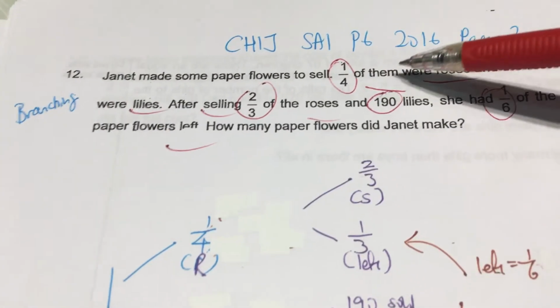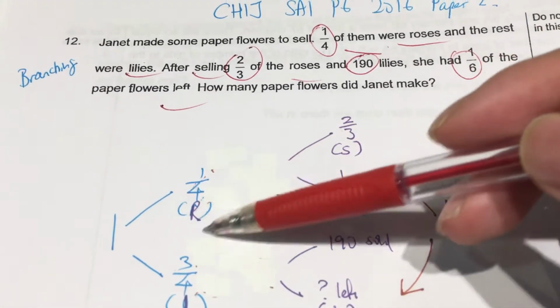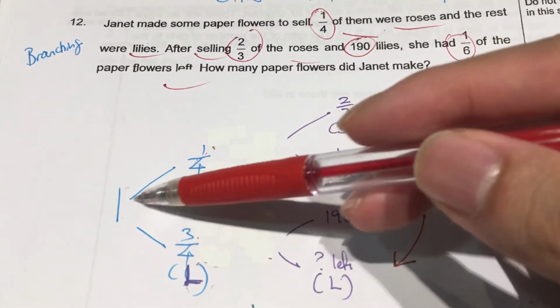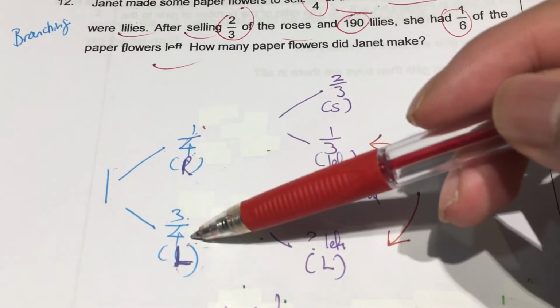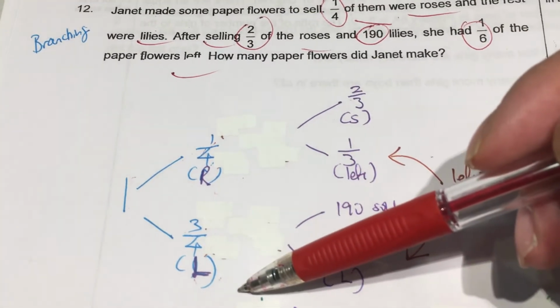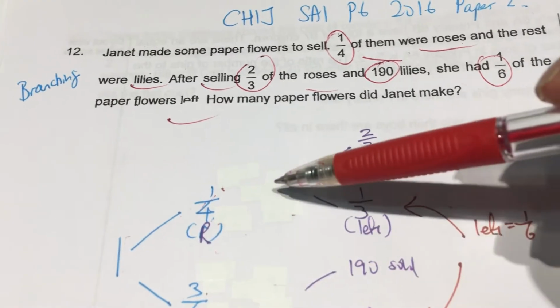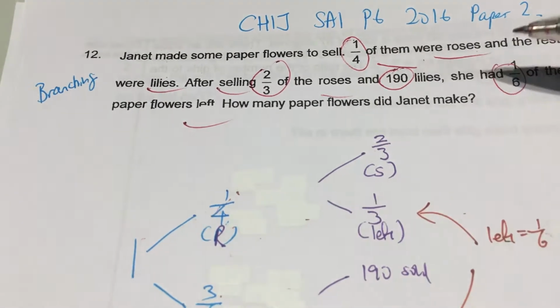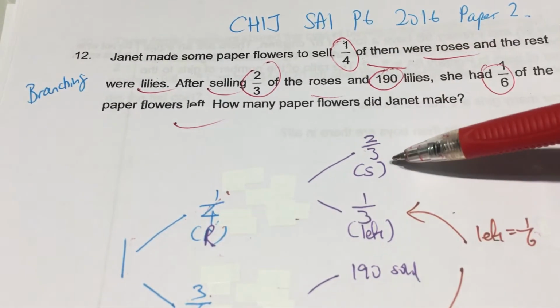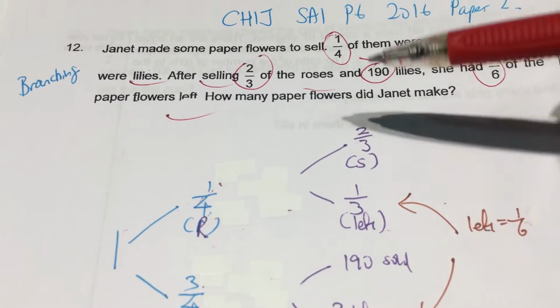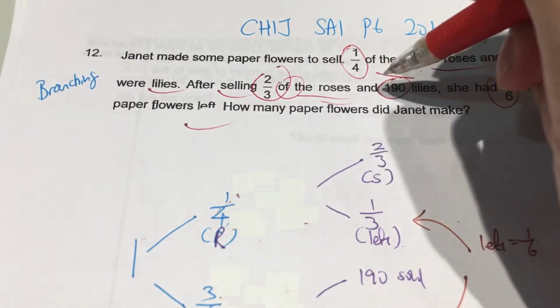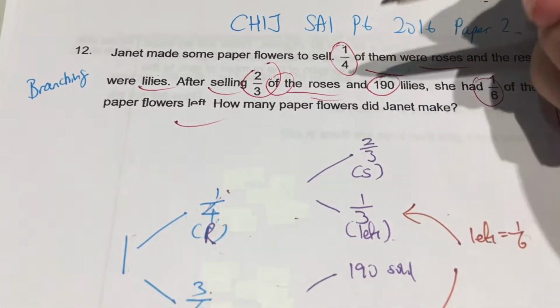Since 1/4 of them were roses here, everything starts off from one whole. 1/4 are for roses and 3/4 for lilies. And we branch out from the roses because something happened to the roses. 2/3 of the roses were sold, so 1/3 left. And take note, this is of the roses, not of all the flowers.